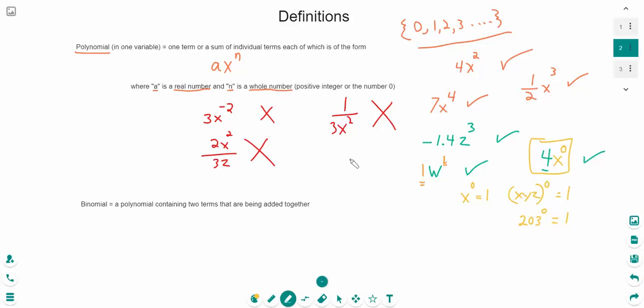Yeah, I mean, if we had anything with a 0 exponent, so if we had the variable w raised to the 0, that would also be a polynomial. Okay, it is equivalent to 1, but it would be a polynomial because we have this invisible coefficient, and we are raising it to a 0.